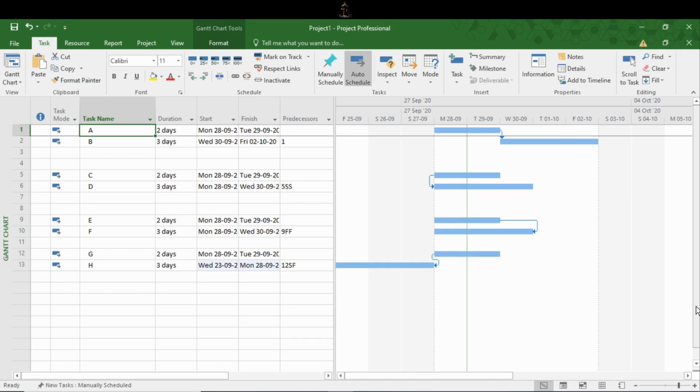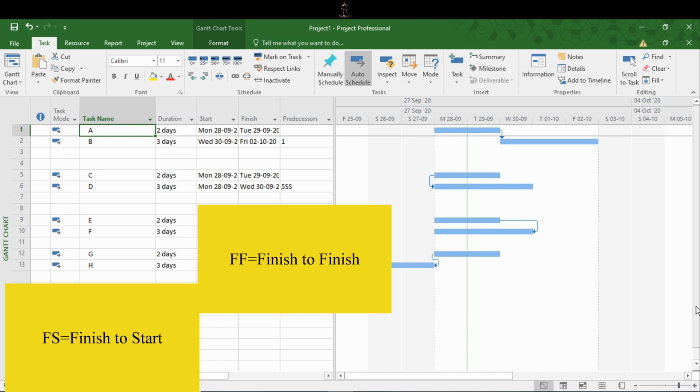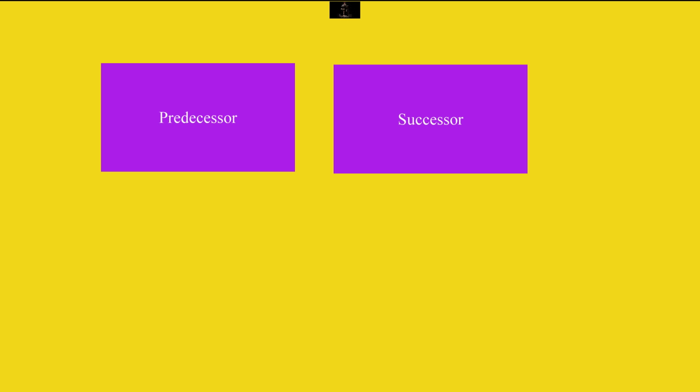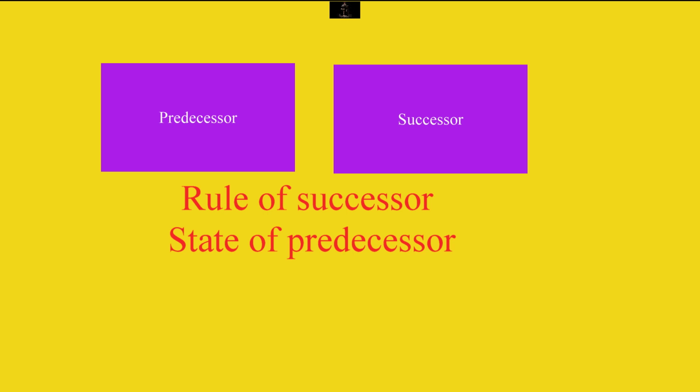Relationships. Let's understand four types of relationships used in sequencing the activities: finish to start, finish to finish, start to start, and start to finish. Starting from the very basics of relationships, we can read and understand relationships in various logical ways. However, for explanation purposes, we will keep the same pattern, that is, rule of successor first, then state of predecessor.